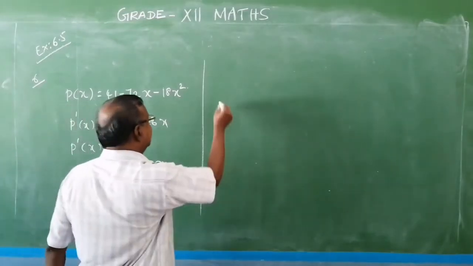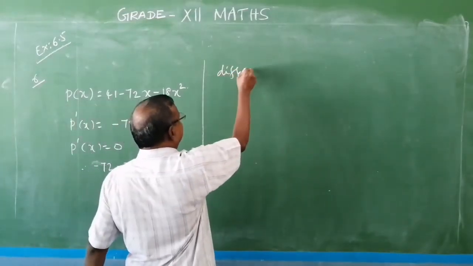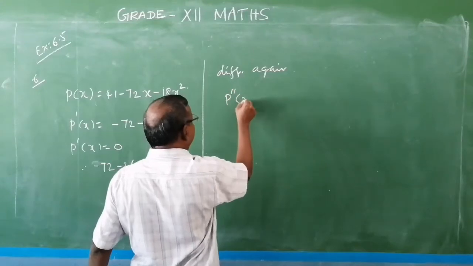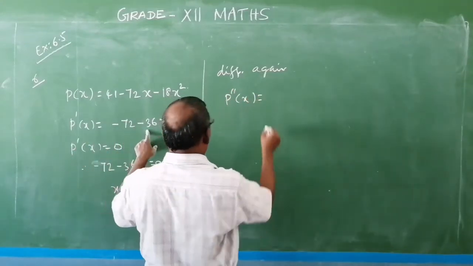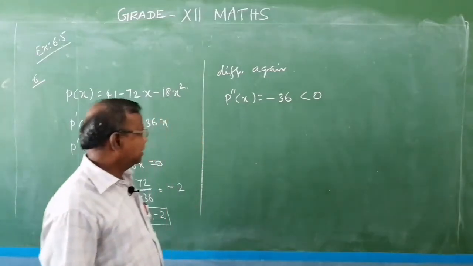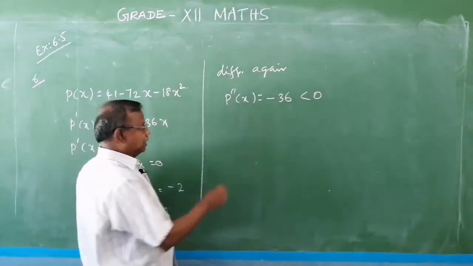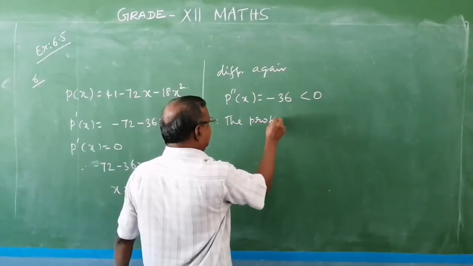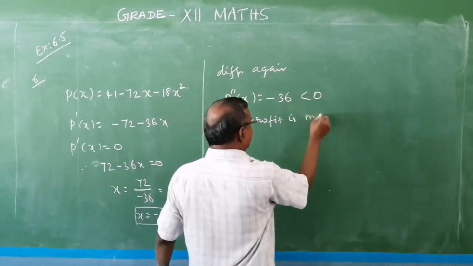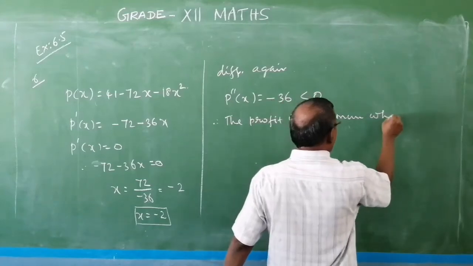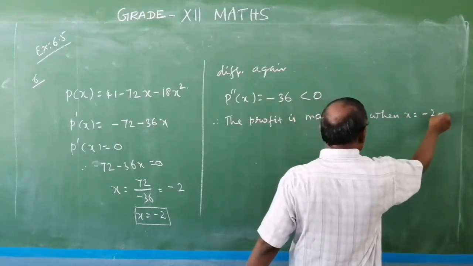Now differentiating again. We have p double dash of x equal to minus 36, which is a negative quantity, that is p double dash of x is less than 0. Therefore the profit is maximum when x equal to minus 2.